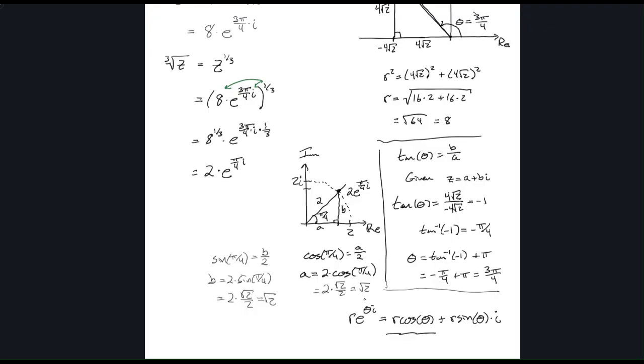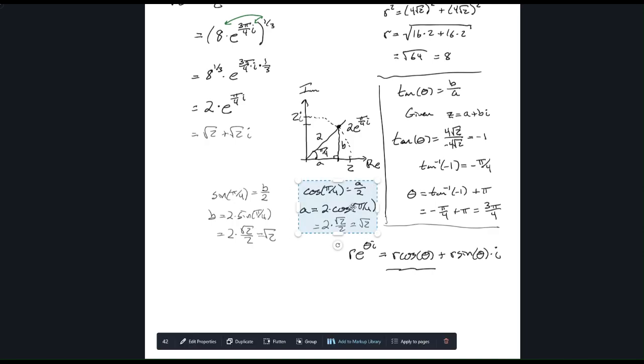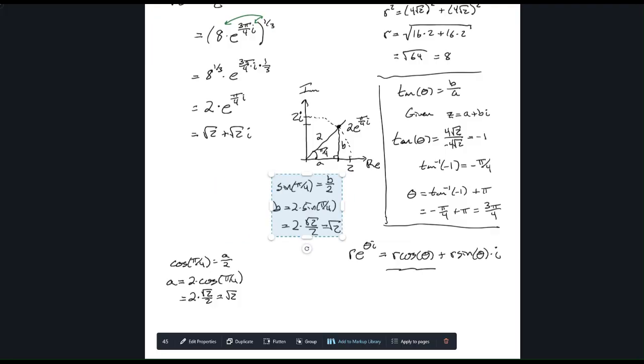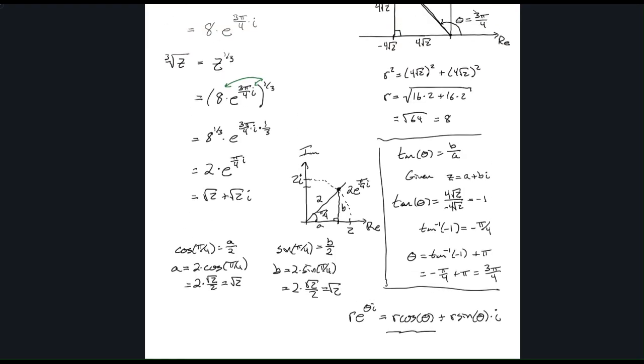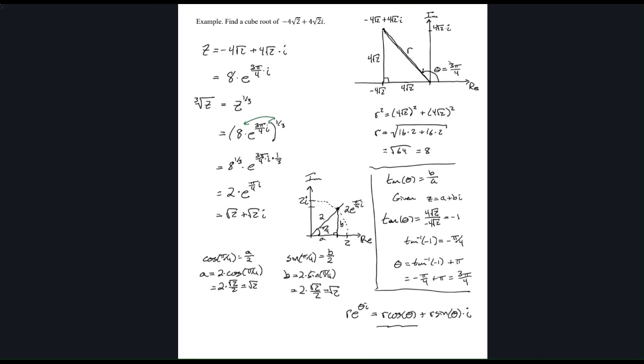And so a is our real part and b is our imaginary part, and we can rewrite this cube root as the square root of 2 plus the square root of 2i. Let's switch these to put in the same order that we like to write it. There we go. This is our cube root, and this is essentially what you're responsible for being able to do, is just find a cube root here.